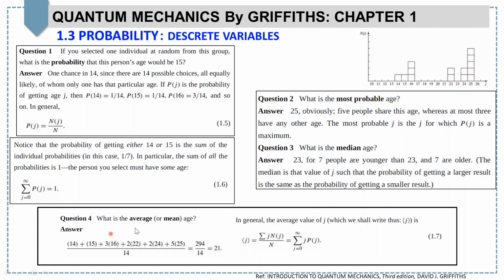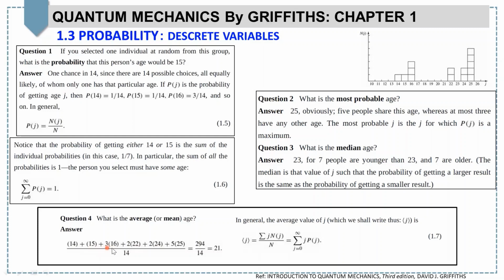Now, next question, what is the average age? You can also say mean age. So this is quite a simple question. You just need to add up all of the ages, like 14 plus 15 plus 3 times 16, because there are 3 persons having age of 16.